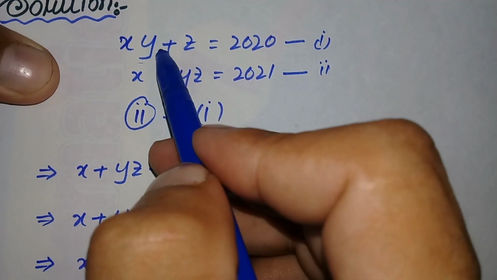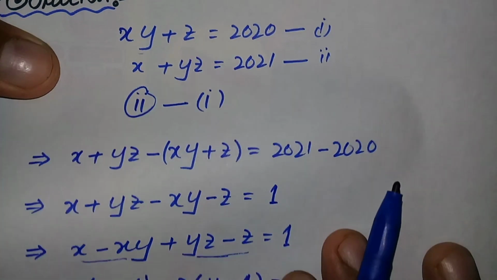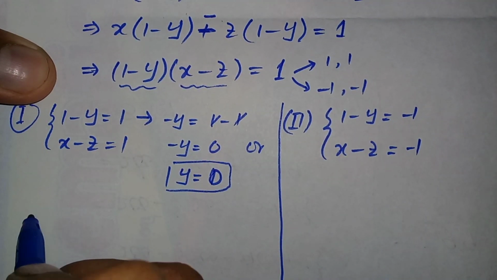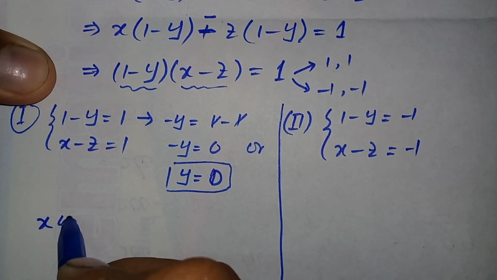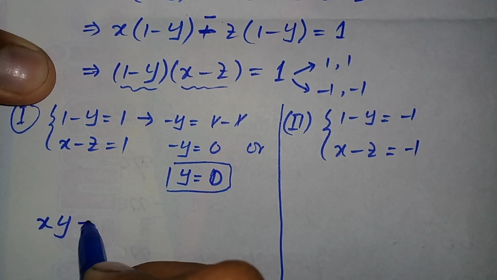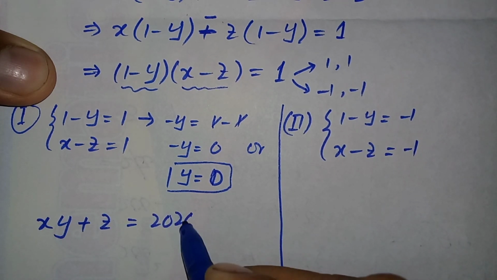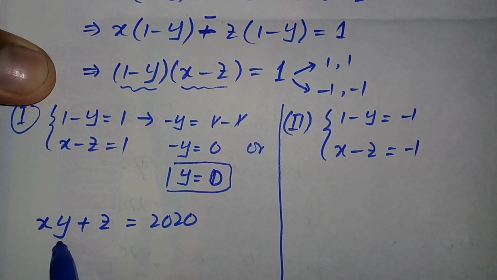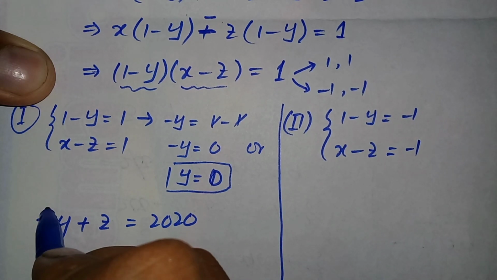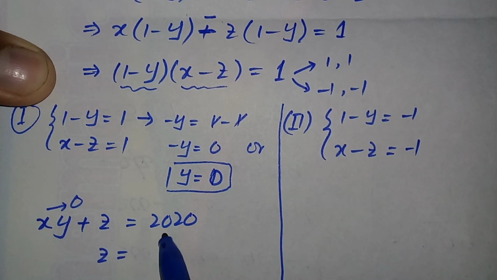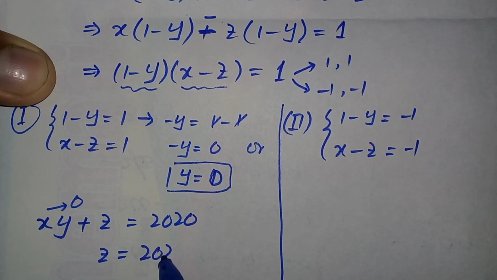So first we will write these two equations below, and we will put the value of y in these equations. So the first equation is xy plus z is equal to 2020. By putting the value of y equal to 0, this term will become 0, so only z will be left, and the value of z will be 2020.